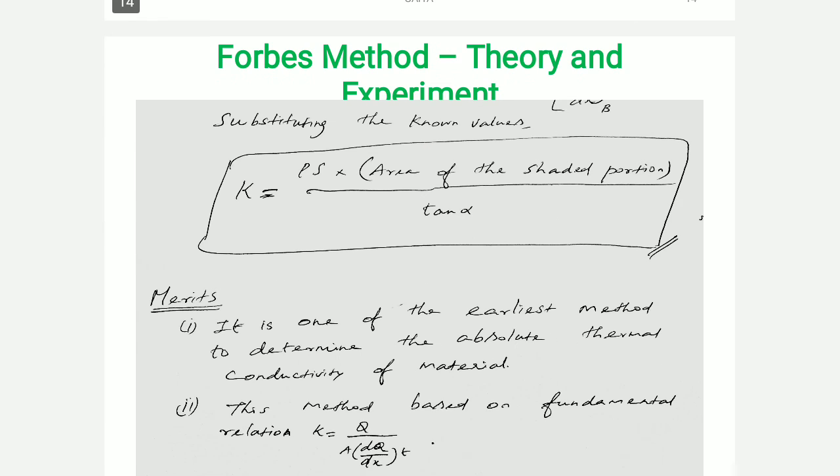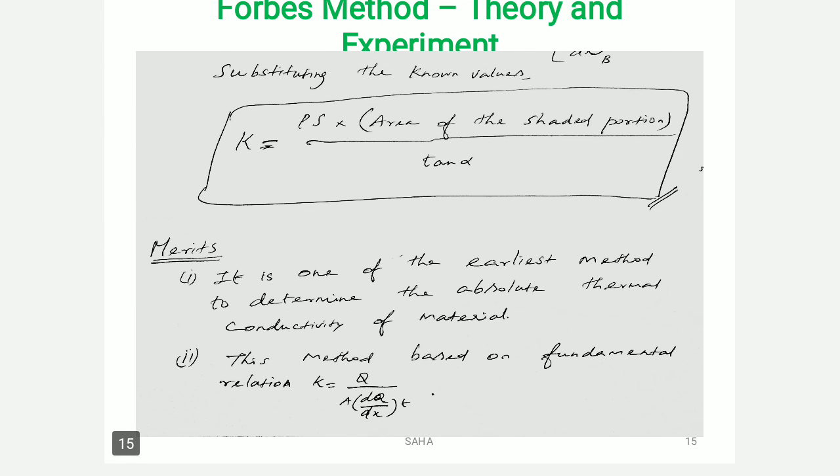Then what are the merits of the Forbes method? It is one of the earliest methods to determine the absolute thermal conductivity of a material. This method is based on the fundamental relation K is equal to Q divided by A d theta by dx into T.